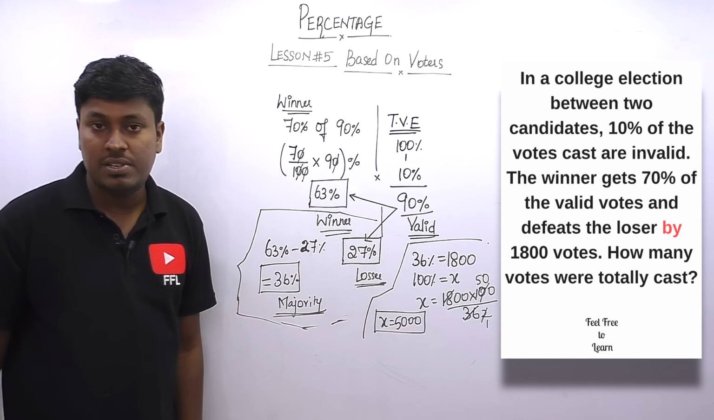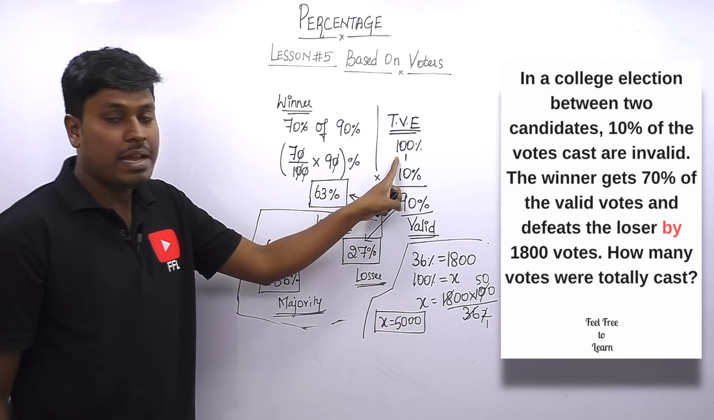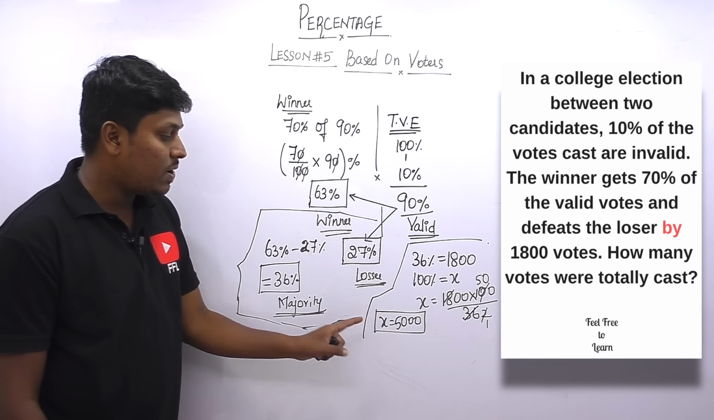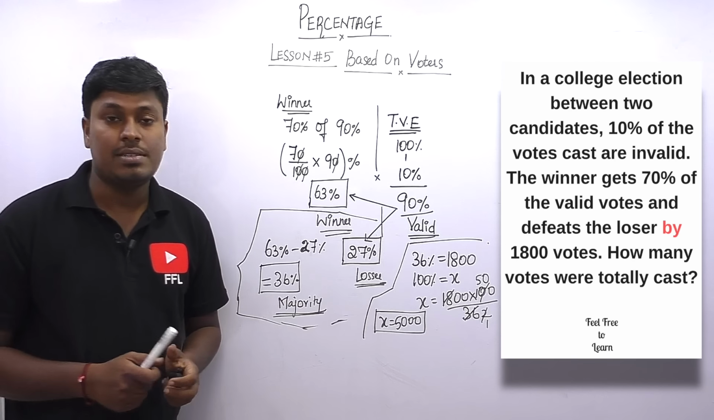Our target is to find what is the total number of votes. So total votes will be 100%. 100% is equal to x. So once you cross multiply, finally we got an answer, that is total number of votes is 5000.